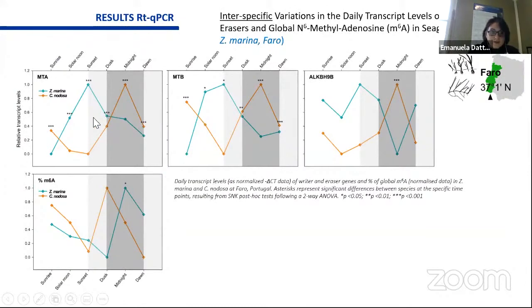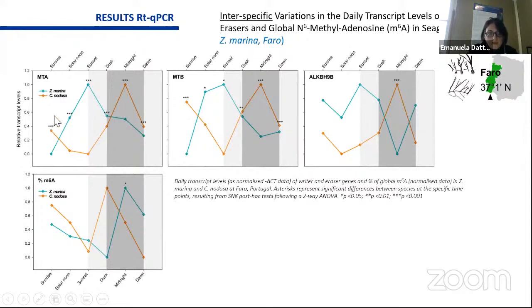And we did the analysis on 2 writer genes and 1 eraser gene. And as you can see here, we obtained during the day a clear rhythmic pattern of expression. This pattern of expression shows that for both species and for all of the genes analyzed, there is the maximum peak of expression during the dark period of the day. And the same pattern with the peaks was also observed in the percent of m6A measured on the transcriptome.